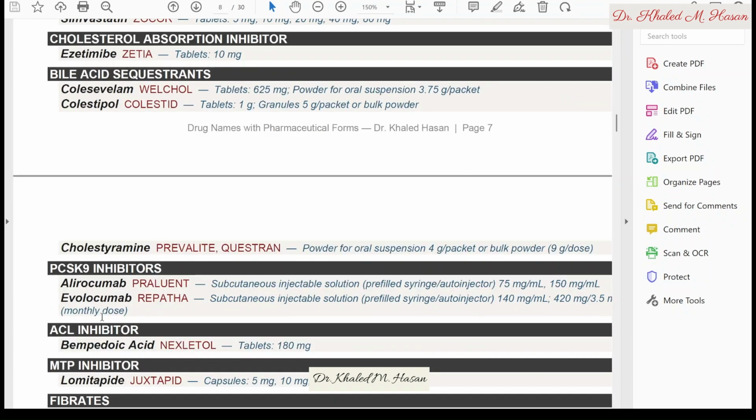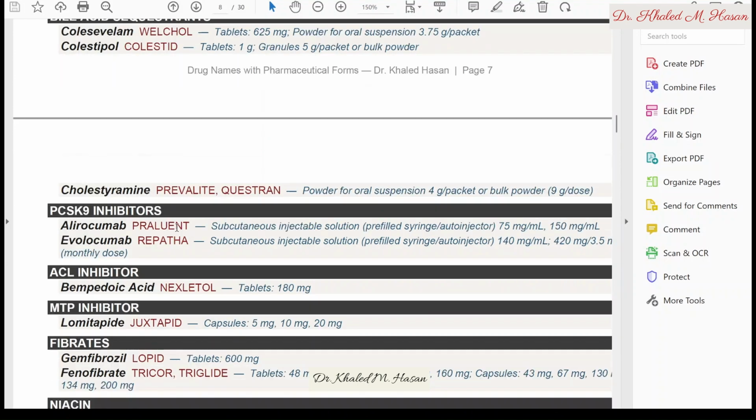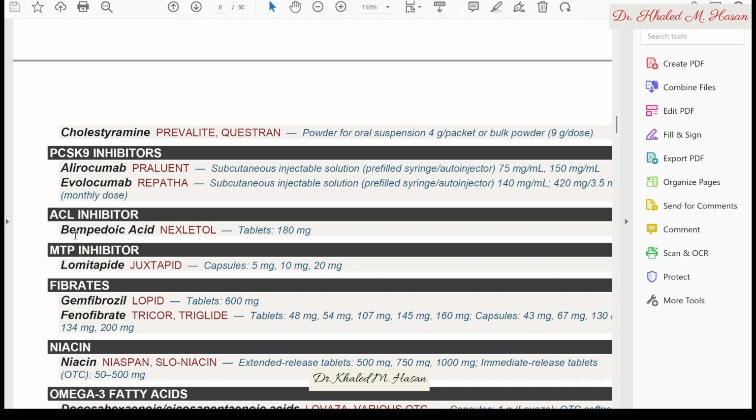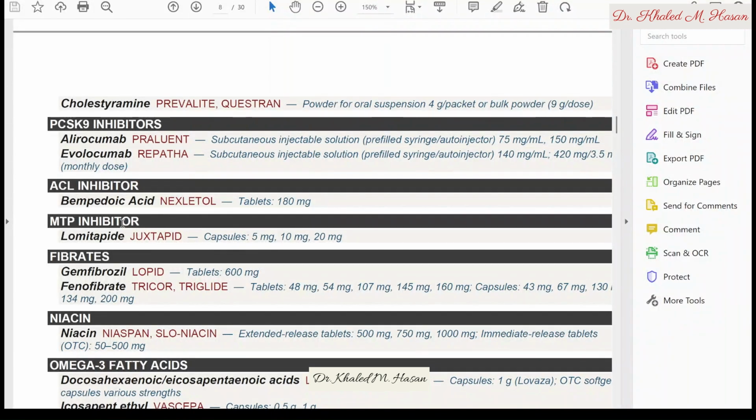Moving to the new generation of antihyperlipidemic or dyslipidemia drugs, PCSK9 inhibitor. We have alirocumab, Praluent. Then we have evolocumab, Repatha. And this medication is considered a monoclonal antibody, subcutaneous injection. ACL inhibitor, we have bempedoic acid, Nexletol. MTP inhibitor, we have one medication there, an oral capsule. We have lomitapide. Fibrate, we have gemfibrozil, fenofibrate in the clinical practice.